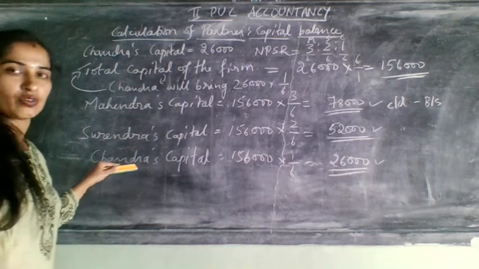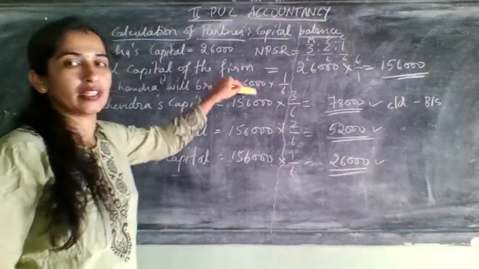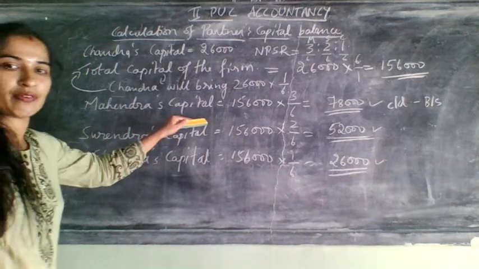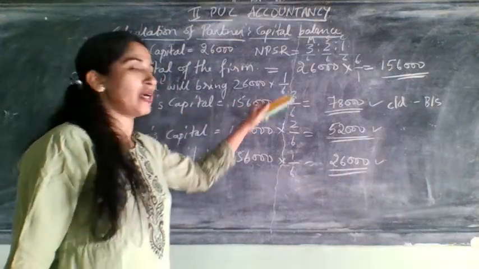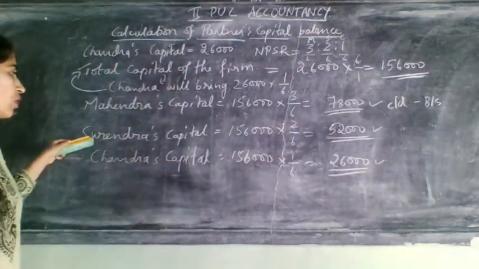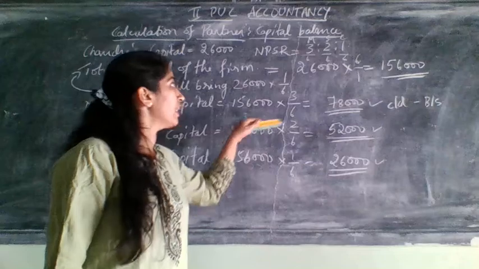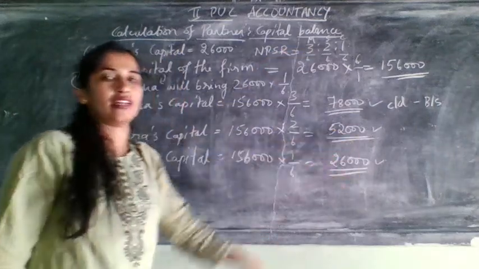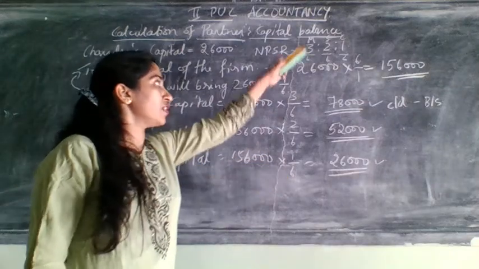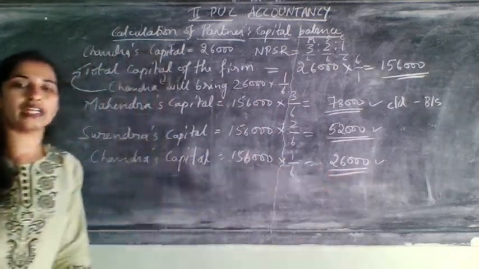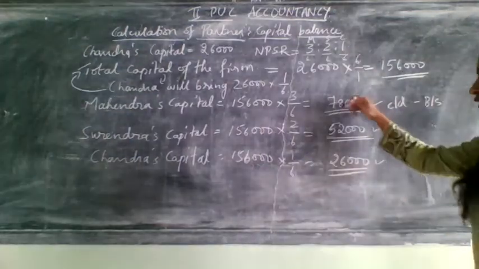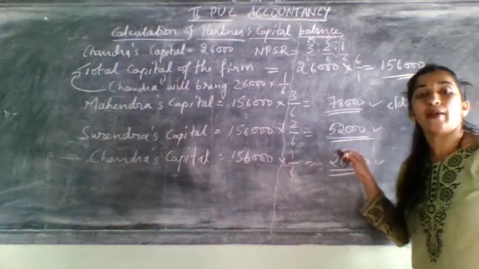After getting total capital of the firm, that capital amount should be distributed among all the partners. Actually, for the new partner no need to find out. Why? Because whatever he will bring, the same amount will come to him. So Mahendra's capital 1,56,000 into 3/6 is new ratio. He will get 78,000. Surendra's 1,56,000 into 2/6 is new share and he will get 52,000. Chandra's capital, if you do also 1,56,000 into 1/6, it will come again 26,000.